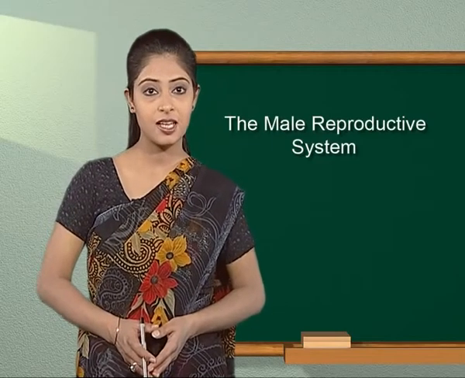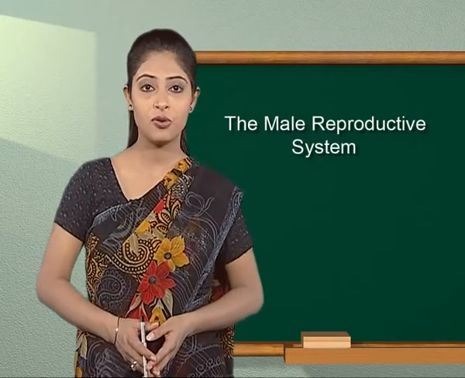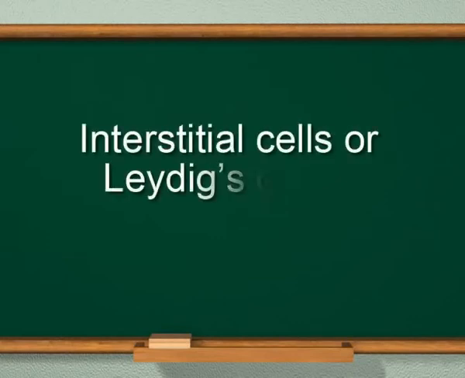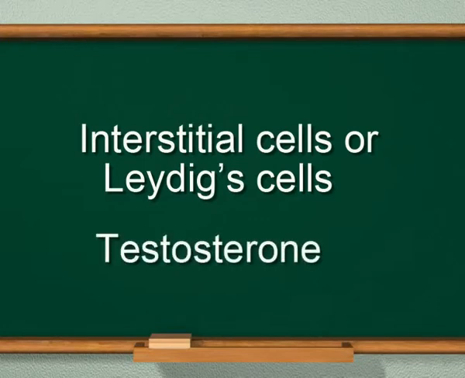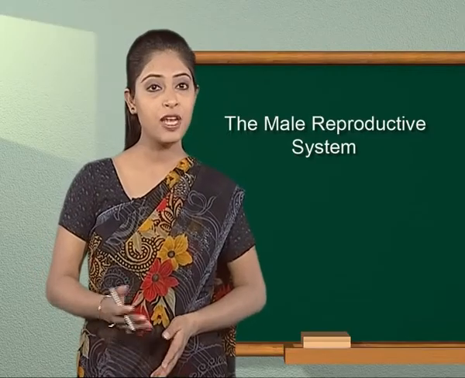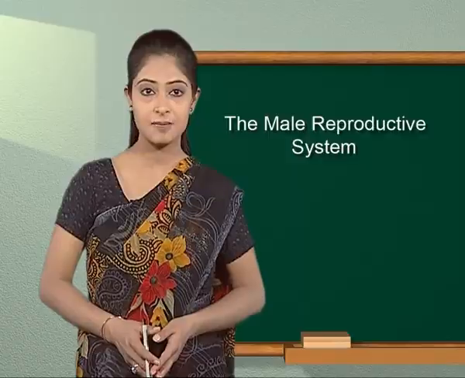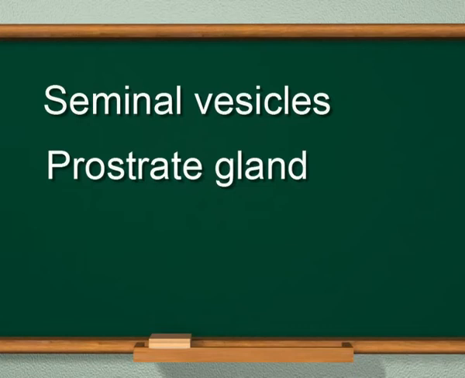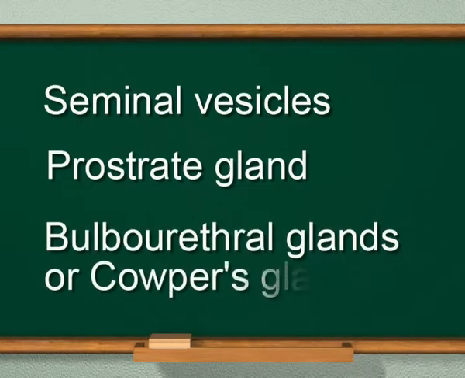The next question is, which cells produce testosterone? Answer: Interstitial cells or Leydig cells present in the interstitial space between seminiferous tubules secrete the testicular hormone called testosterone. The next question is, name various male accessory genital glands. Answer: Seminal vesicles, prostate gland, and bulbourethral glands or Cowper's glands are the glands present in the male reproductive system.